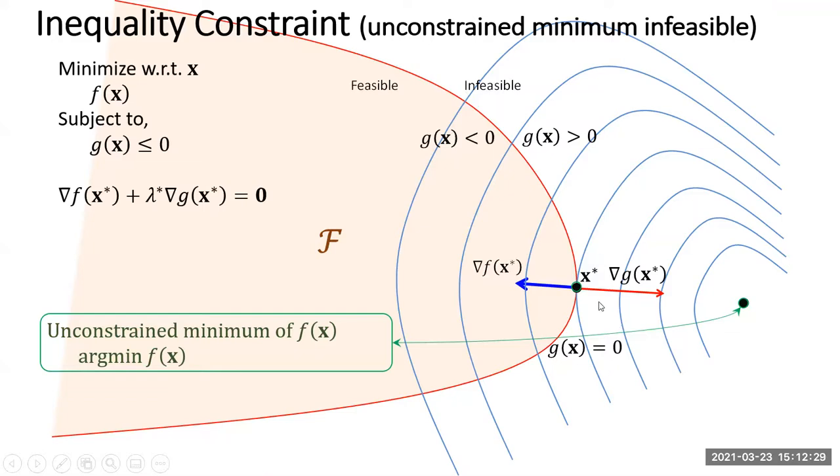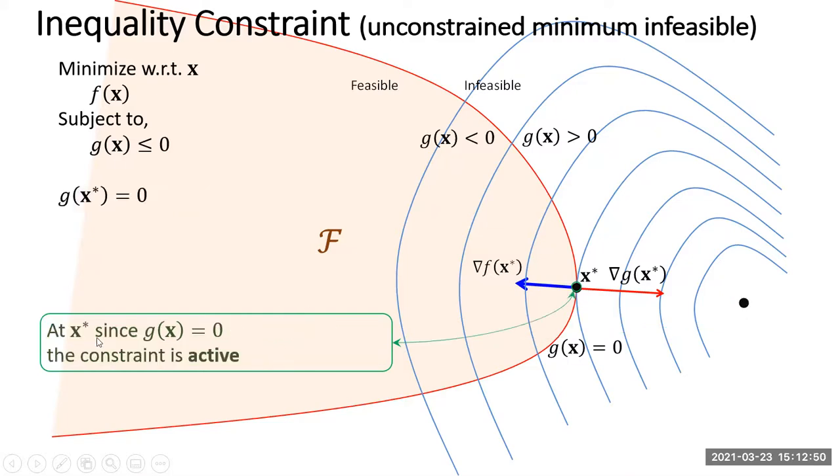An active constraint is something that's borderline on being violated. If you perturb this by an infinitesimal amount in this direction, then you get to the infeasible region. So this is an active constraint. Since g of x star equals 0, the constraint is active.